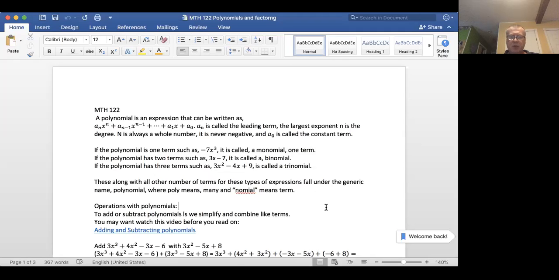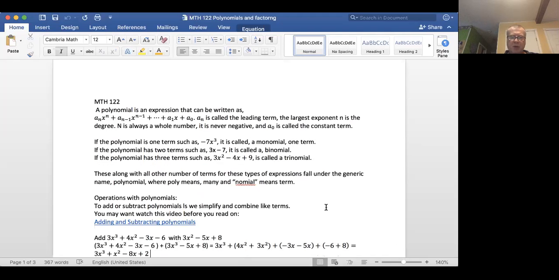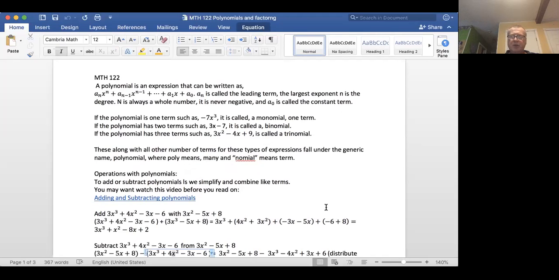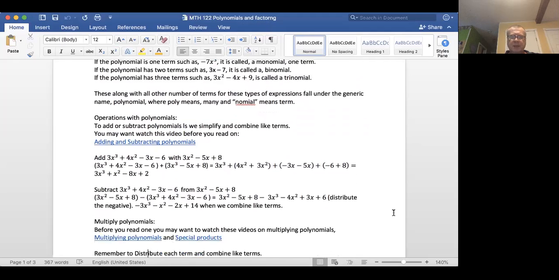So we have operations with polynomials. We have addition and subtraction. Addition and subtraction really is just distributing and combining like terms. Getting rid of the grouping symbols if you have to distribute, and adding the like terms together. If you wanted some review on this, I give you a couple of examples here, and then also you can click this link on adding and subtracting polynomials.